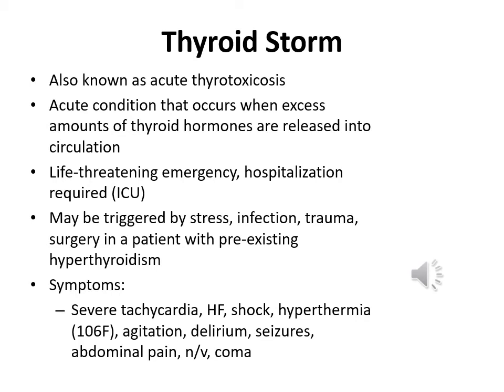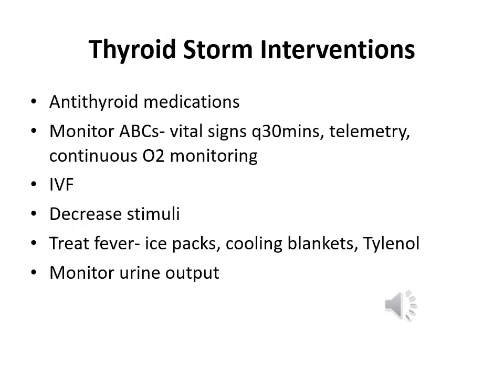Symptoms include severe tachycardia, heart failure, shock, hyperthermia with a temperature up to 106 degrees Fahrenheit, agitation, delirium, seizures, abdominal pain, nausea, vomiting, and coma. Thyroid storm interventions include administration of antithyroid medications, monitoring airway, breathing, and circulation, intravenous fluids, decreasing stimuli, treating the fever, and monitoring urine output.